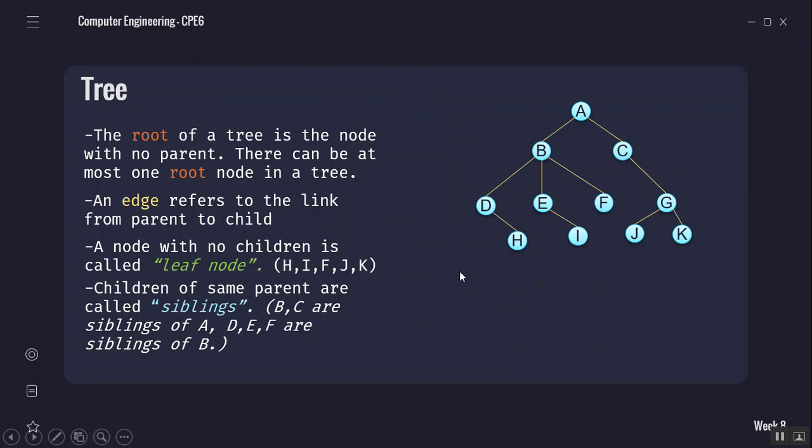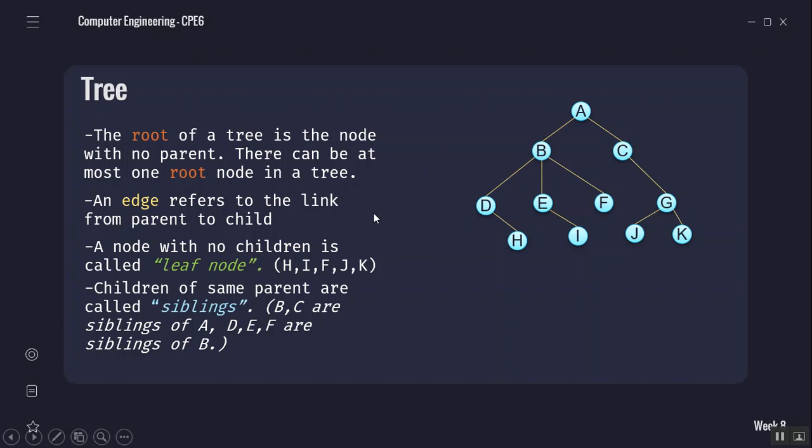Now here are some terms that you could use when dealing with a tree. The root of a tree is the node with no parent. There can be at most one root node in a tree. Here in our diagram, the root node is node A since it doesn't have a parent, unlike B and C. The parent of B is A, the parent of C is A, the parent of J is G, the parent of K is G, and G also has a parent, C.